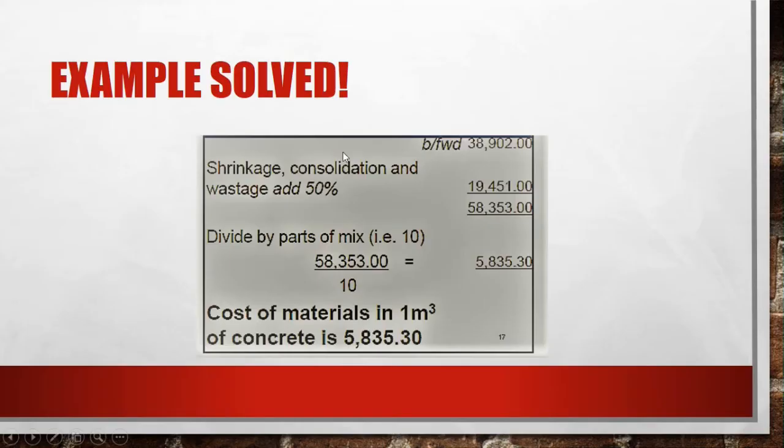So you carry this forward because you're going to add the allowance of 50%, which is the wastage. So 50% of the total cost of the material will be 50 over 100, you multiply by 38,902. So you're going to get a value of wastage being 19,451. So adding this now to 38,902, the total material cost will be 58,353 Kenya shillings.